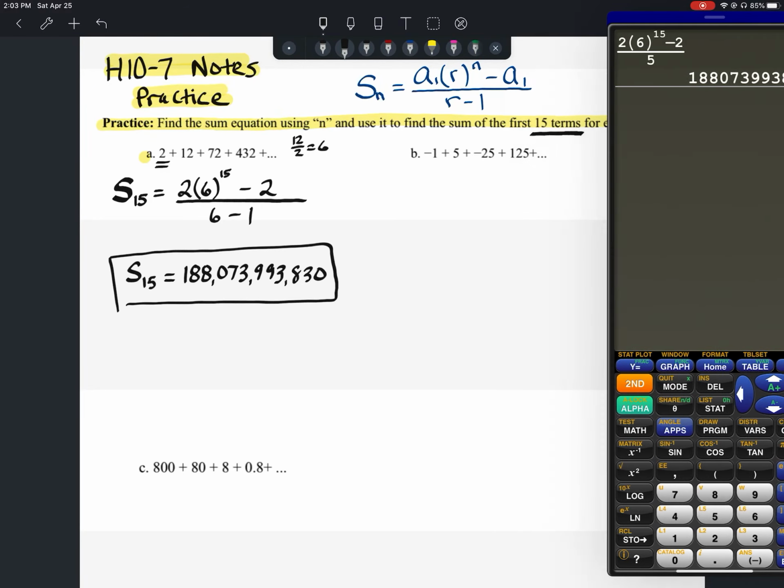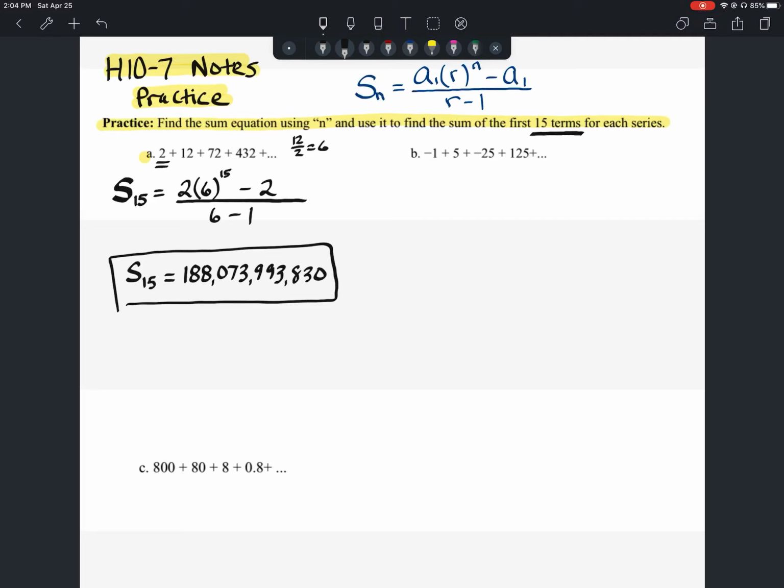All right, if you were good on that one and you want to try the next one, you haven't done it yet, pause it, do it. We're going to work through it right now. So again, we're going to follow the same thing. We're going to plug into the formula. We're going to find the sum of the first 15 terms.